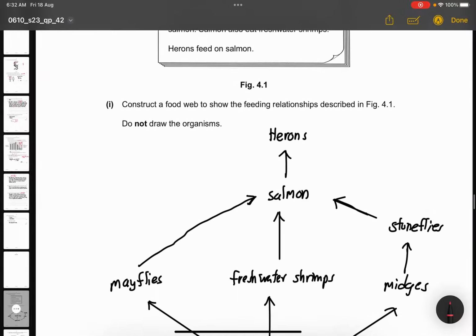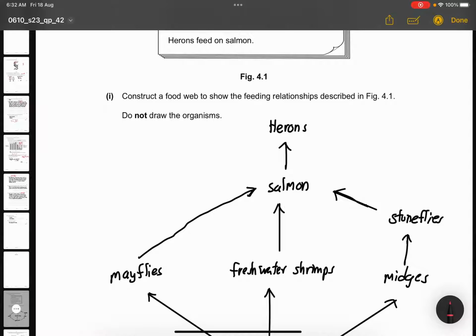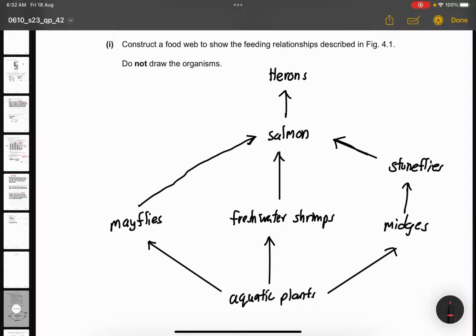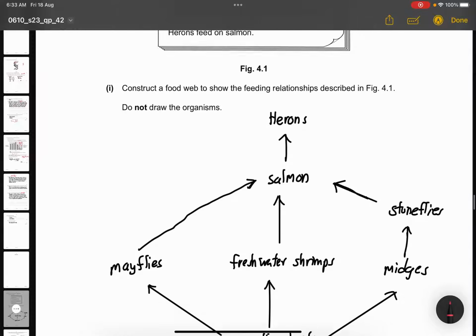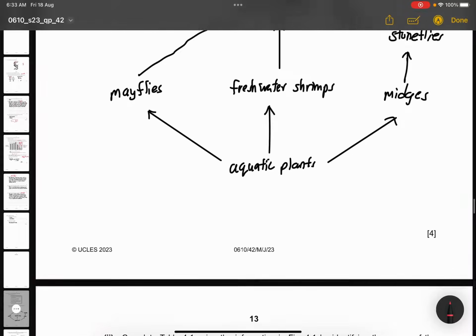Question for part 1. Construct a food web to show the feeding relationship described in figure 4.1. Do not draw the organism. So what it's asking you is to draw a food web out. So just follow the instruction. This is how it's supposed to look like. Okay, so you can pause the video and also look back through the question again.